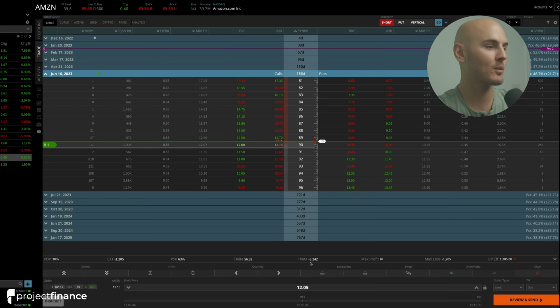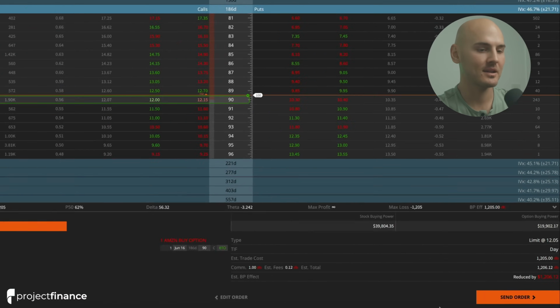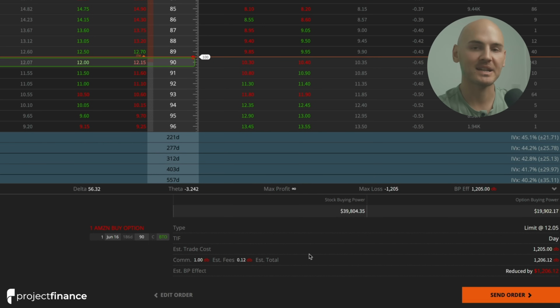So I'm happy with this. I want to go ahead and try to enter this trade. So I'm going to hit review and send with the price at $12.05. I hit review and send, and this brings up a page that tells me everything about this trade. It's telling me I want to do a limit order at $12.05, meaning I want to buy this call option for $12.05 or less and not a penny more.